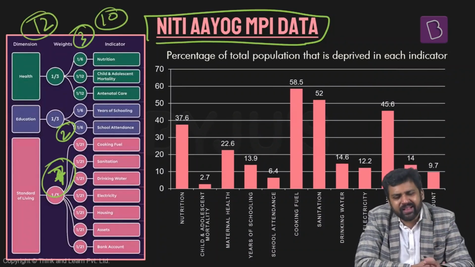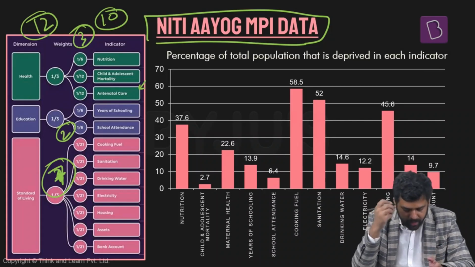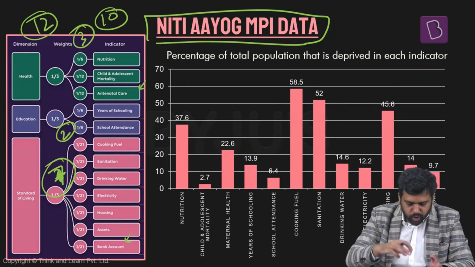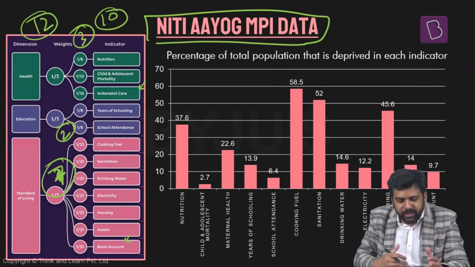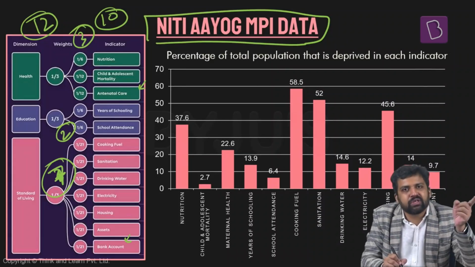So what is the change here? Within health, they have included antenatal care. So the focus is on maternal health now, on what kind of care pregnant women are getting. That is one component they have included. And within standard of living, they have included bank accounts, whether people have access to a bank account or not. So this is a change. Broadly, the 3 dimensions remain. The subcomponents are changed. The weightage for each of the subcomponents will be different now. So for nutrition, previously the weightage was 1/6. Now also it is 1/6.